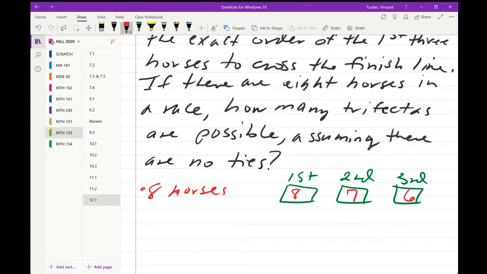All right. So in each category, on first place, before any horses cross the line, I have 8 horses to choose from because there are 8 horses in the race. Once one of those crosses the line as first place, I have 7 horses left.